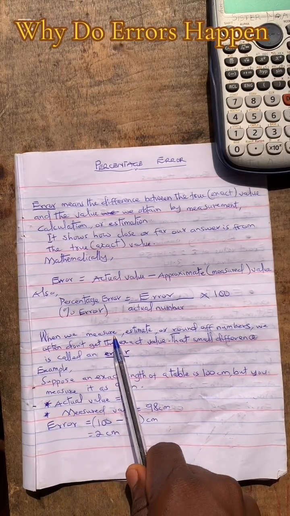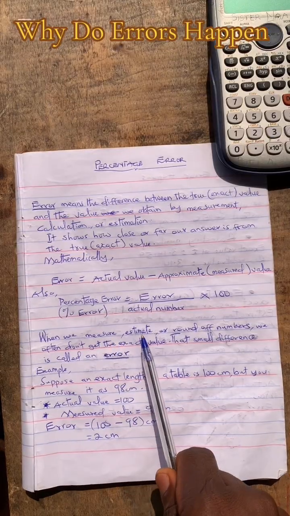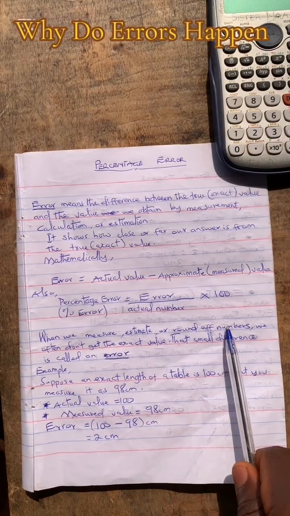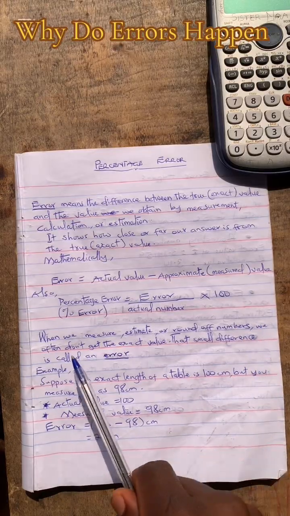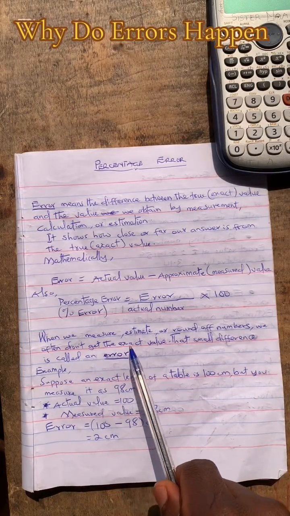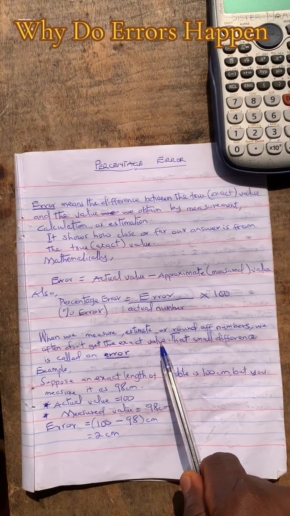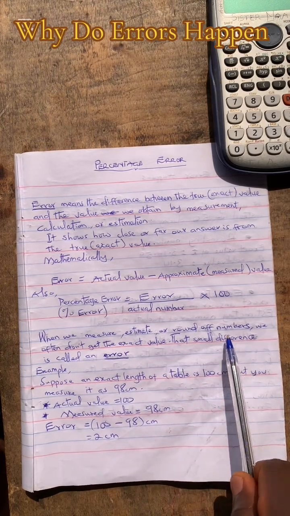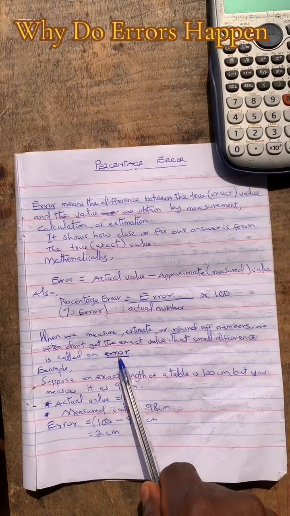When we measure, estimate, or round off numbers, we often don't get the exact value. That small difference is called error.